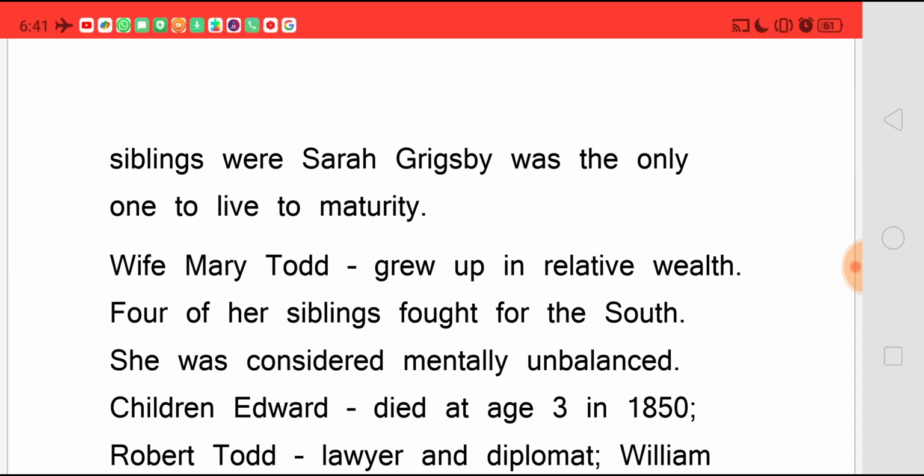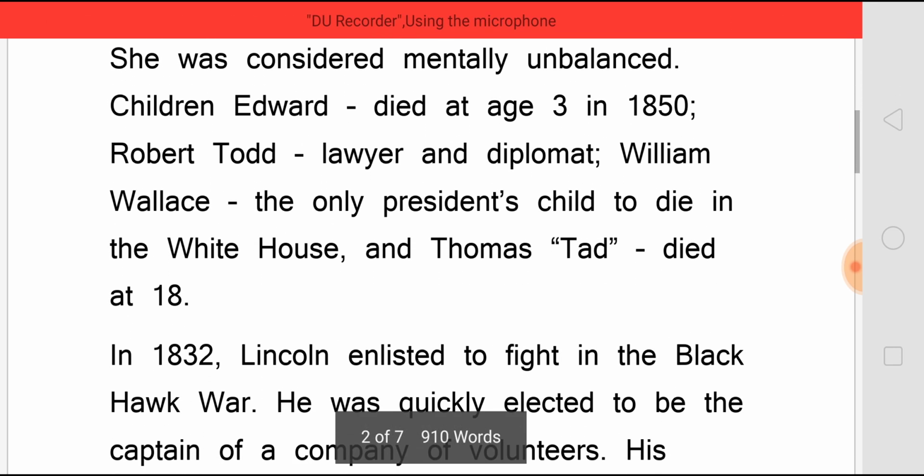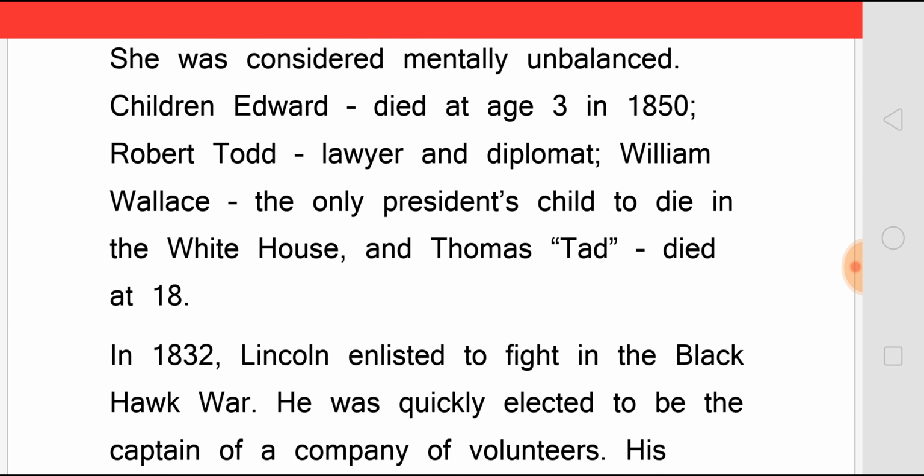Wife Mary Todd grew up in relative wealth. Four of her siblings fought for the South. She was considered mentally unbalanced. Children: Edward died at age 3 in 1850. Robert Todd was the lawyer and diplomat. William Wallace, the only president's child to die in the White House, and Thomas, called Stad, died at 18.